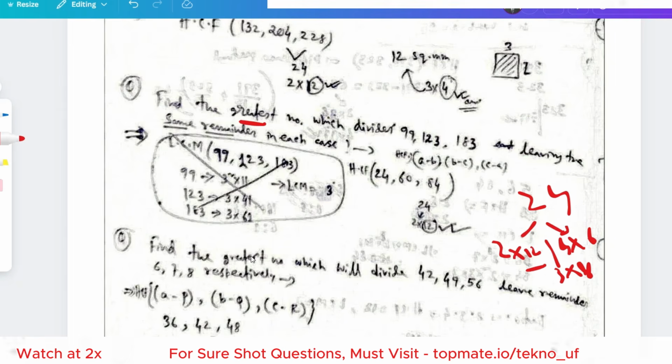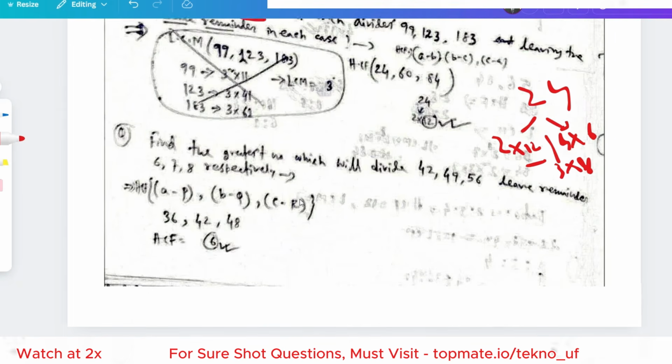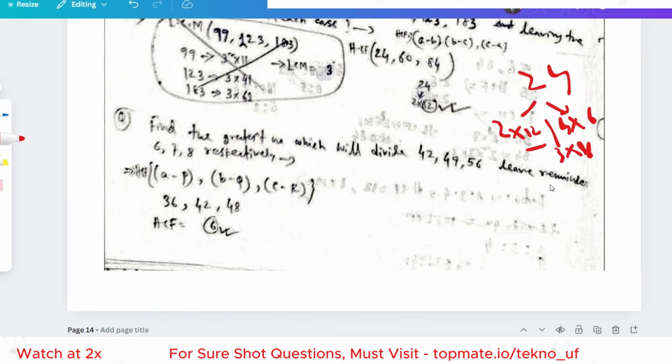The next type of problem is: find the greatest number which will divide these numbers and leave remainders 6, 7, 8 respectively. In this case as well, greatest is mentioned, right? So as greatest is mentioned, you have to go with HCF, but which method to choose? As the remainders are not the same, you have to go with the difference between the divisor and the remainder. So 42 minus 6, then 49 minus 7, 56 minus 8, then you calculate the HCF of those differences. The HCF of these numbers will be 6, so the output is 6.